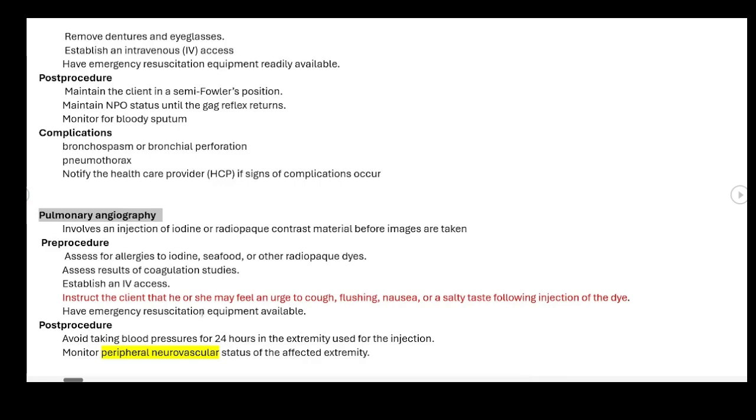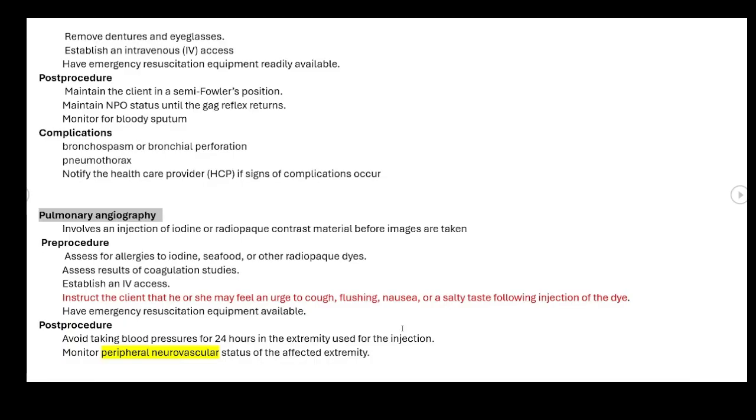You want to instruct the client that he or she may feel the urge to cough, or they'll have a flushing feeling or nausea, or they'll have a salty taste during the injection of the dye. You're just giving them a heads up. Then always have emergency resuscitation equipment available just in case.